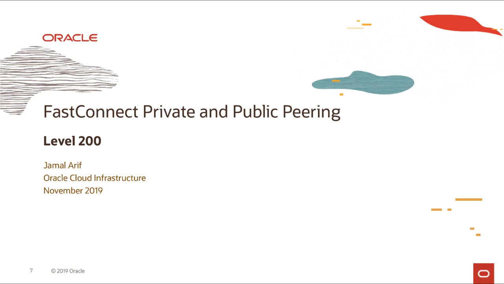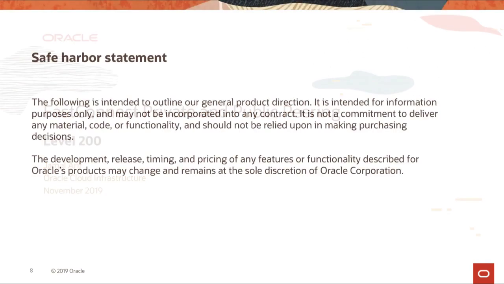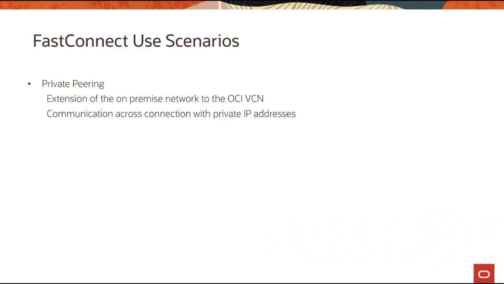As a continuation to our FastConnect series of videos, in this video I'm going to talk about the private and public peering within FastConnect. Our safe harbor statement. So when you create a FastConnect connection, you can either create a private peering connection or a public peering connection. So what is a private peering connection?